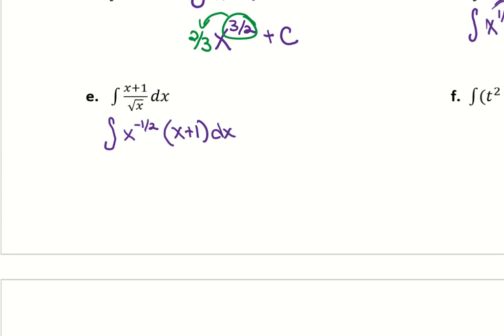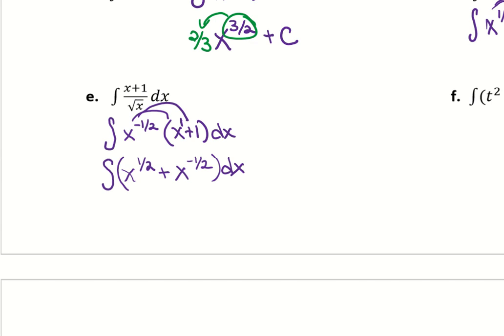And now we can do like we did in the previous problem and distribute this term to both of these guys. So we can rewrite this as the integral of x to the positive 1/2 power. Remember, you're adding an exponent of 1 there. So negative 1/2 and 1 make positive 1/2 plus x to the negative 1/2 power, and all of that with respect to x. So now let's go backwards again.